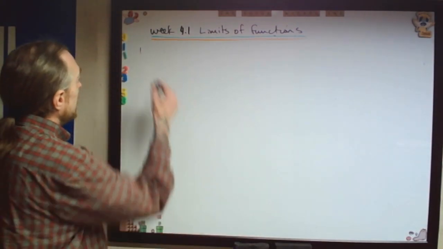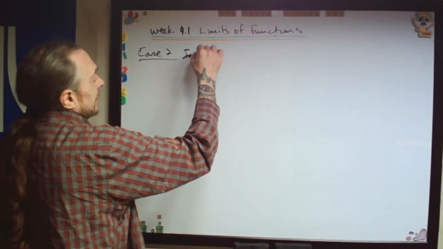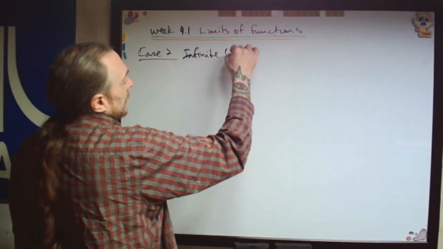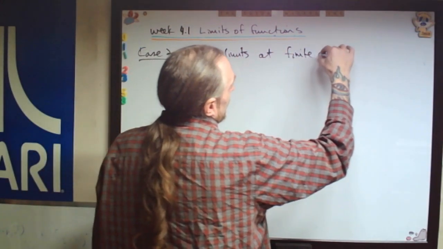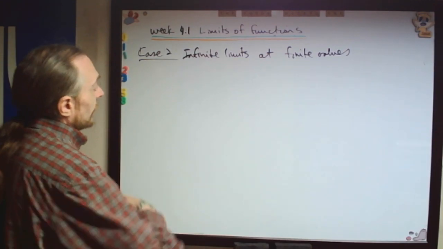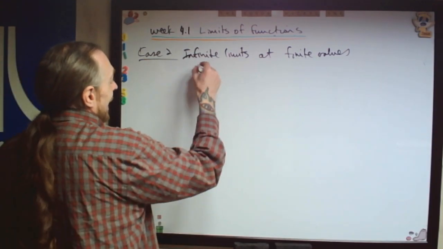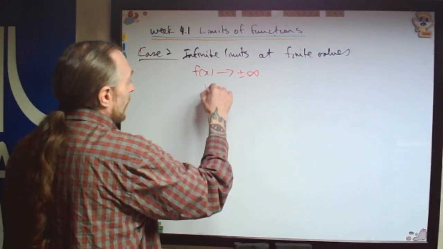Case 2 is infinite limits at finite values. So what I mean by that is, for a picture of that, f of x is going to approach plus or minus infinity. It's going to blow up.